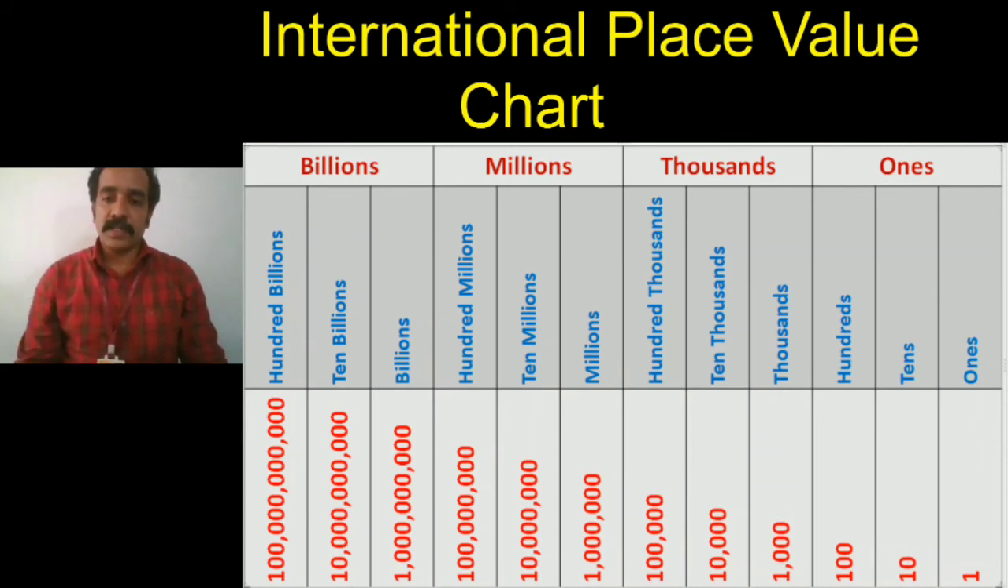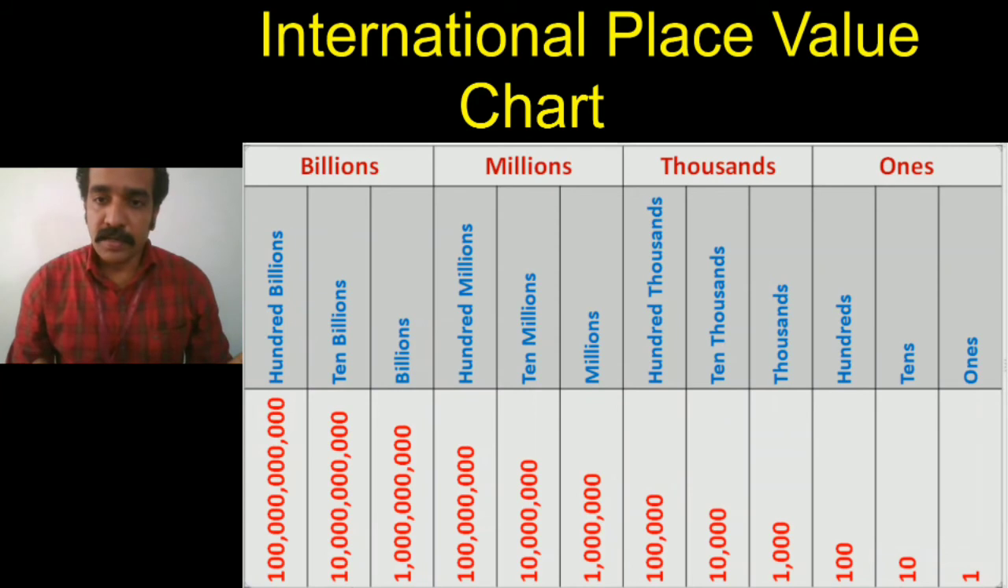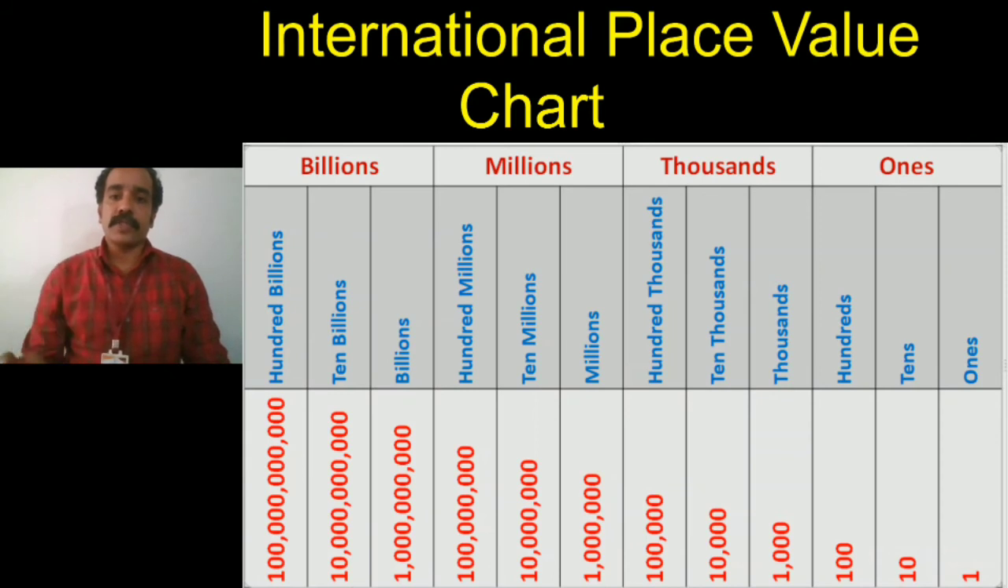If you look at this chart, in thousands, 1000 means 4 digits, then 10,000 means 5 digits, and 100,000 means 6 digits, million 7 digits, 10 million 8 digits, 100 million 9 digits, and 1 billion 10 digits, 10 billion 11 digits, and 100 billion 12 digits. So that is the international place value chart. So children, please go through this international place value chart also.